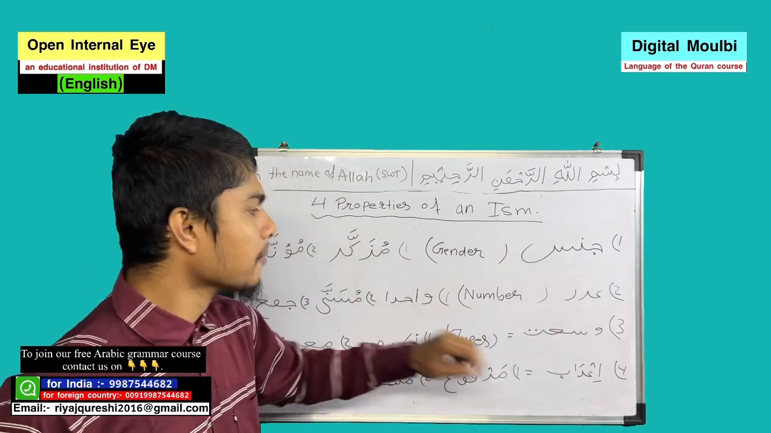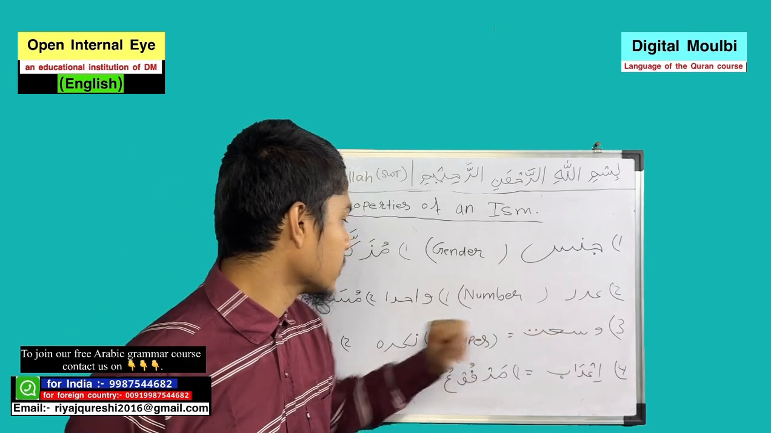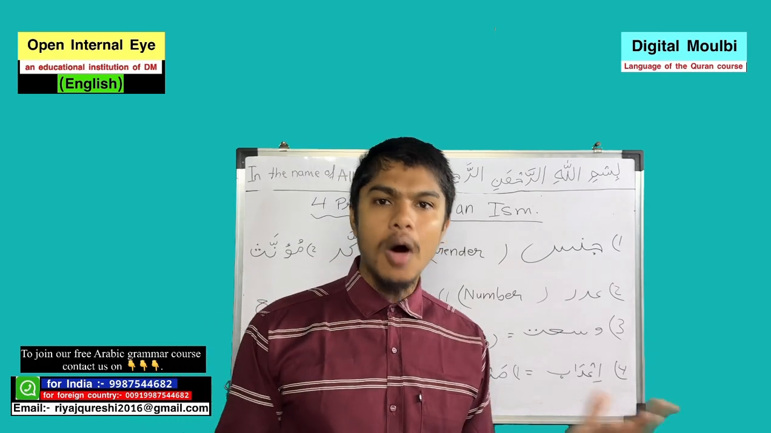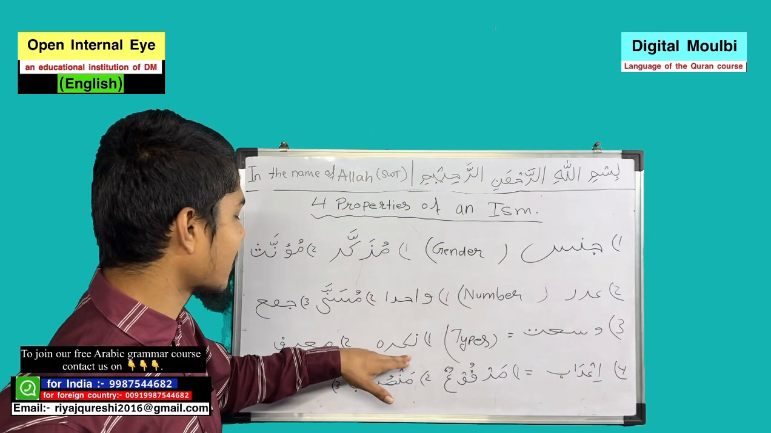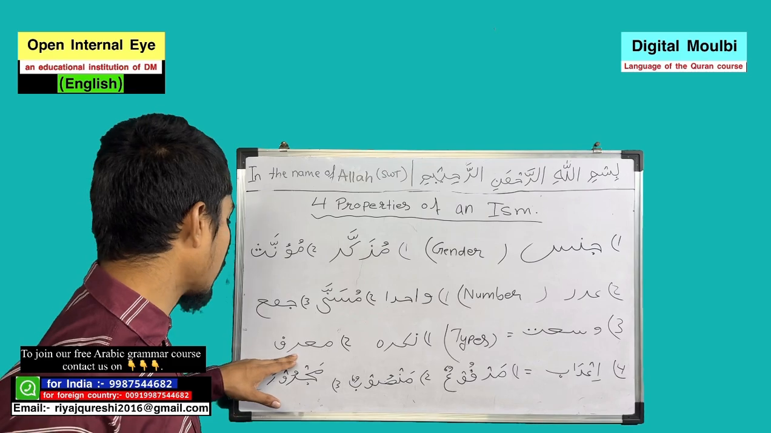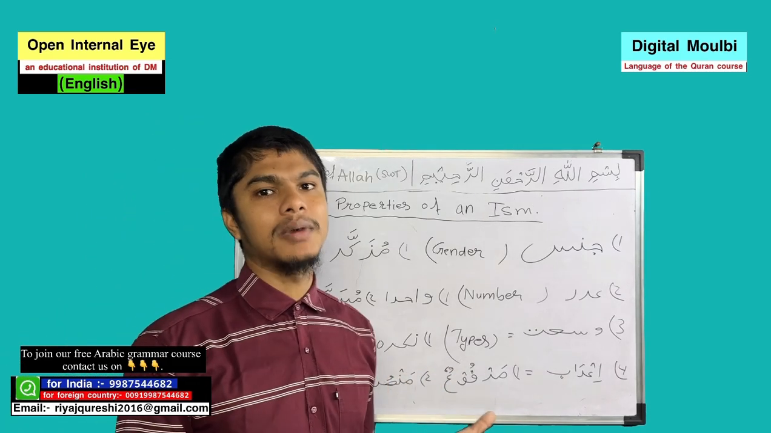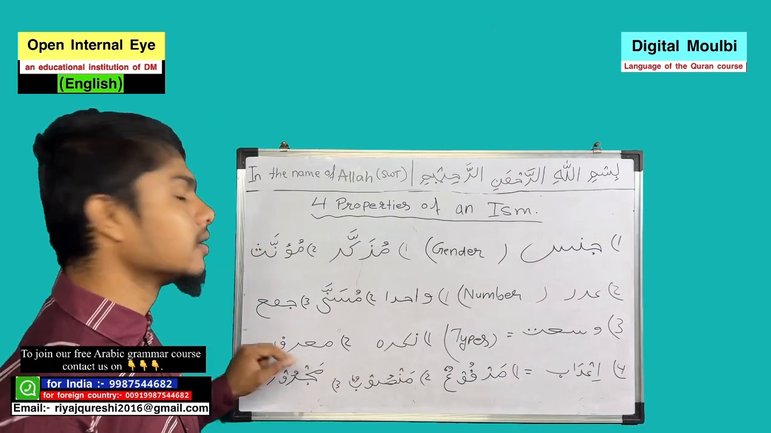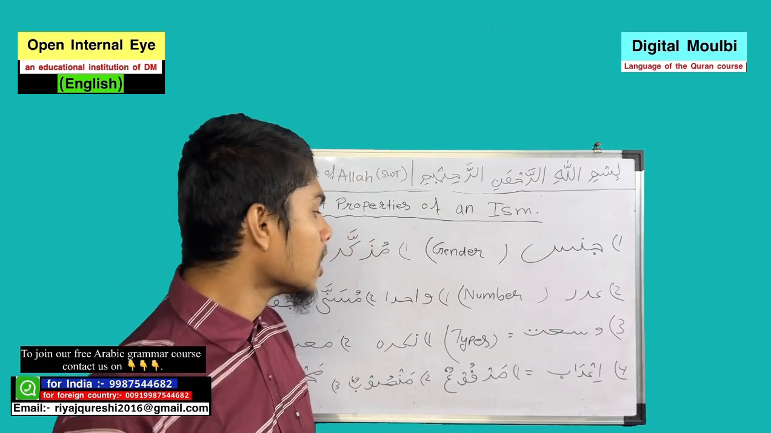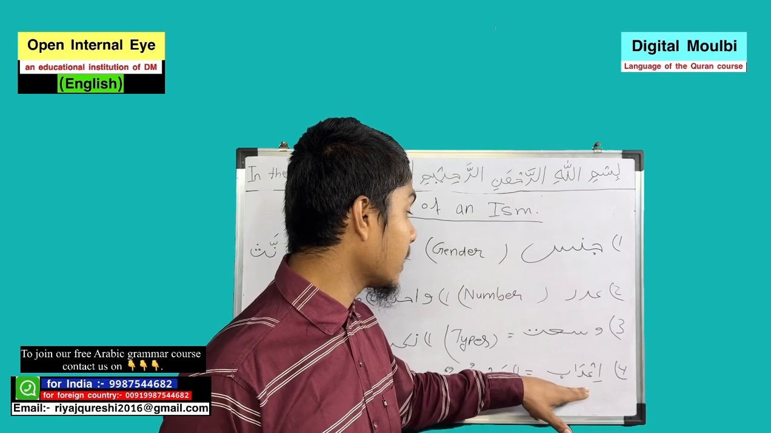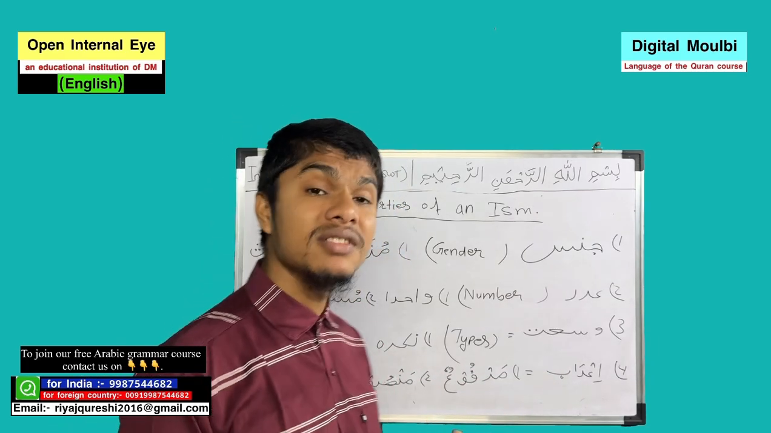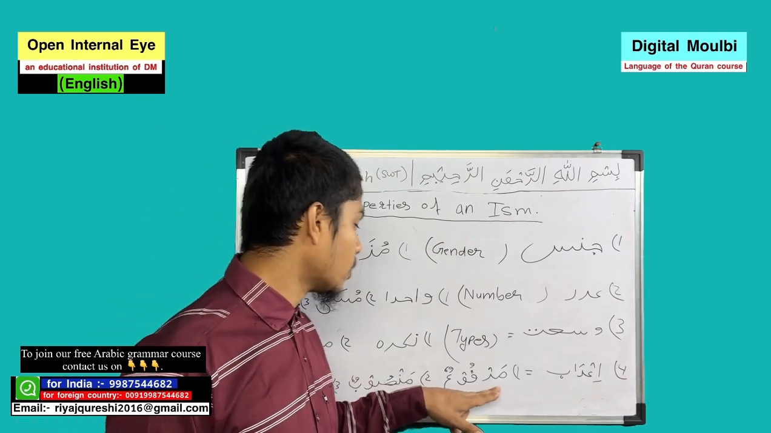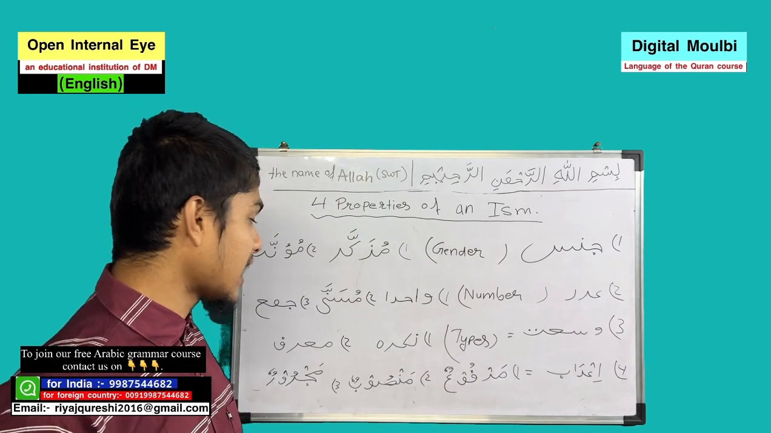Adad means number. And number 3 is nau'. Nau' means types. Types means whether the ism is common or proper, which is called nakira and ma'rifa. Nakira and ma'rifa. Okay. So nakira means common and ma'rifa means proper. Okay. So number 4 is i'rab. I'rab means status. Status of an ism. Okay. So status can be 3 types.